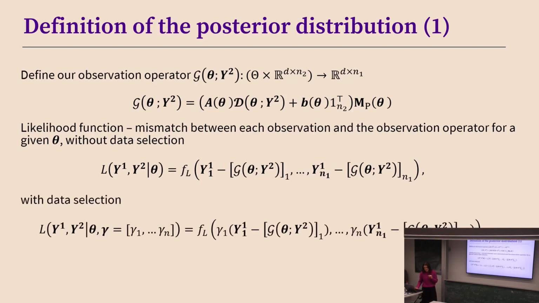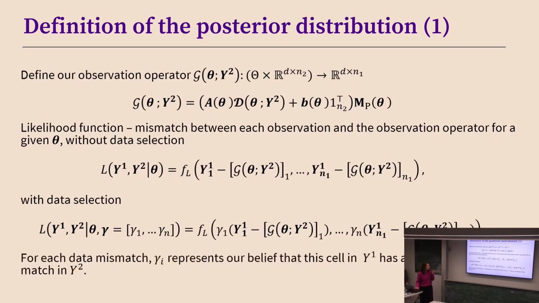When we then include data selection, there's a slight modification here. We still have our likelihood function, and we can see we start to incorporate our fidelity parameters here for each of the mismatches. So you can see if gamma 1 here was close to 1, then that mismatch would be contributing to our likelihood. If, however, it was tending towards lower values, then that contribution would be reduced within that likelihood function. And so effectively, each fidelity parameter is representing our belief that that cell in Y1 has a corresponding match in Y2.